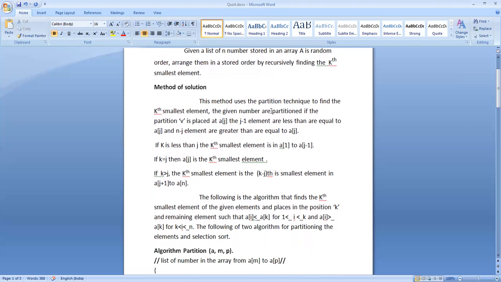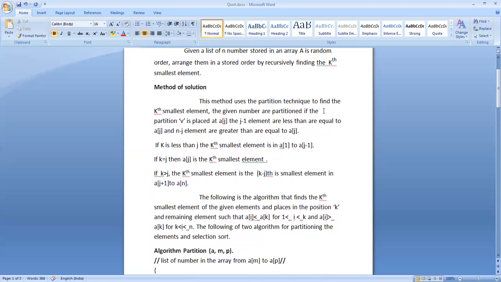So the given numbers are partitioned in such a way that the partition value V is placed in the jth location. So the given values are there. For convenience sake, we take the first element of the given numbers as the partition value. Then the partition algorithm divides the numbers such that the values less than the partition value are pushed in front, values greater than the partition value are pushed back, and my partition value is placed in the jth location.